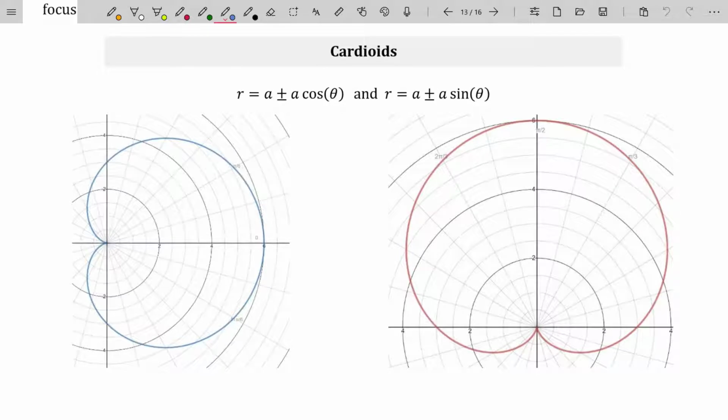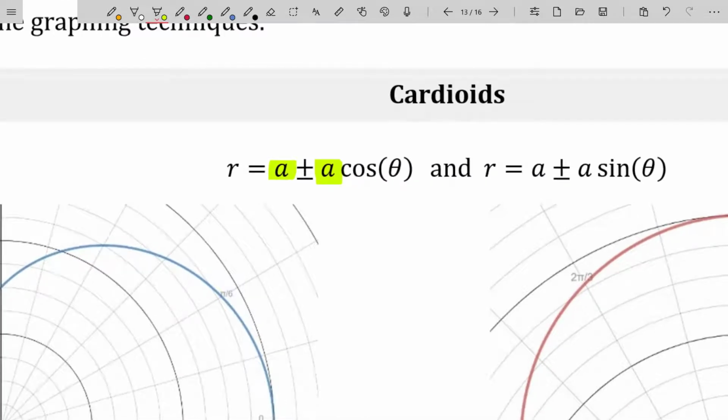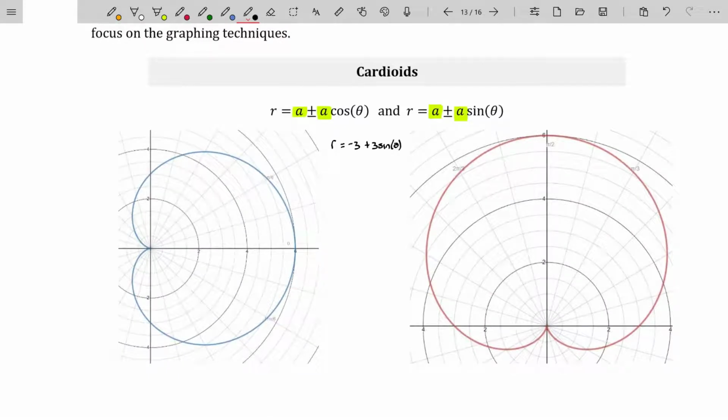The first group I'm going to name are the cardioids, and these are polar curves derived from the equations r equals a plus or minus a cosine of theta, or r equals a plus or minus a sine of theta. Notice these a's are the same. So in size or in magnitude, those a's will be the same. They don't have to be the same sign though. So it could be, for example, r is equal to -3 plus 3 sine of theta or something like that. That's perfectly fine. But in magnitude, they are the same size.